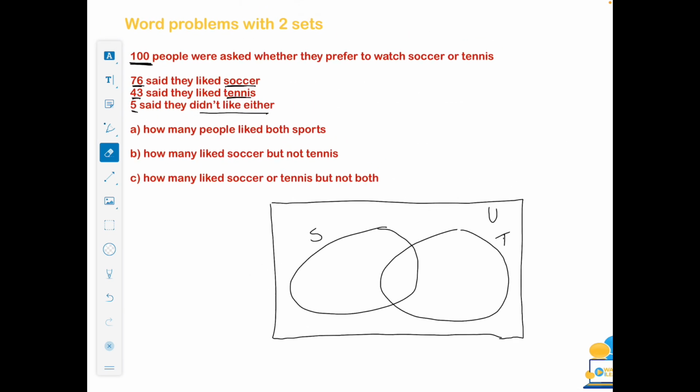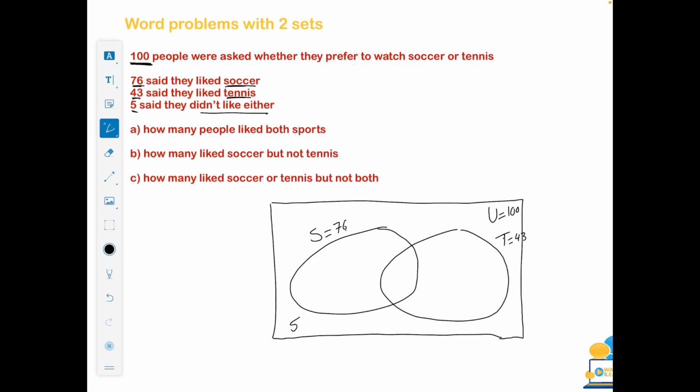Now, a useful way to approach these questions is beside our letters, we know the universal set, there's going to be 100 people in total. We know in the tennis set, there needs to be 43 people in total. And in the soccer set, there needs to be 76 people in total. Now those little notes are going to help me. Now I'm still going to start with this number 5, because there's 5 people definitely out there. They don't like soccer or tennis, so we're not going to put them in those sets.